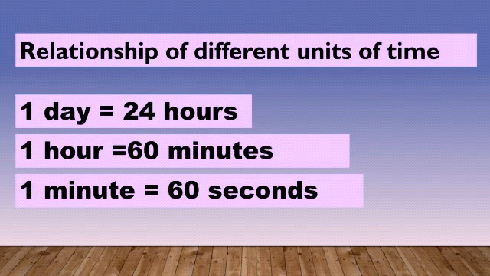Again, we will discuss the relationship among the different units of time. First is 1 day equals 24 hours. We know that 24 hours make 1 day. 1 hour equals 60 minutes, so 60 minutes make 1 hour, and 1 minute equals 60 seconds. That means 60 seconds make 1 minute.